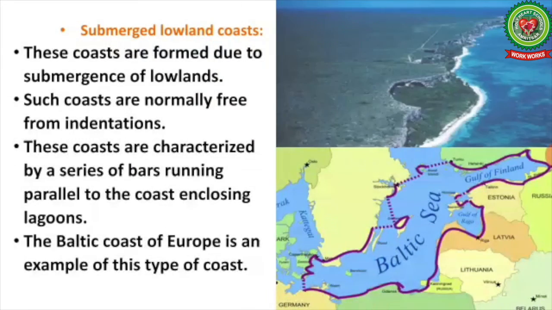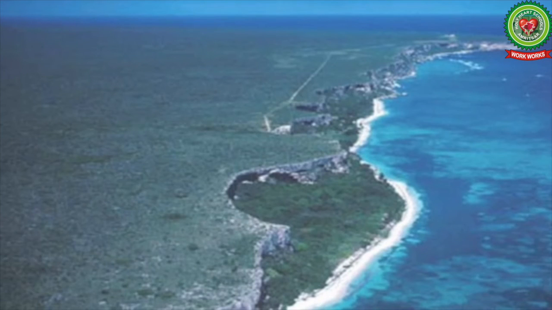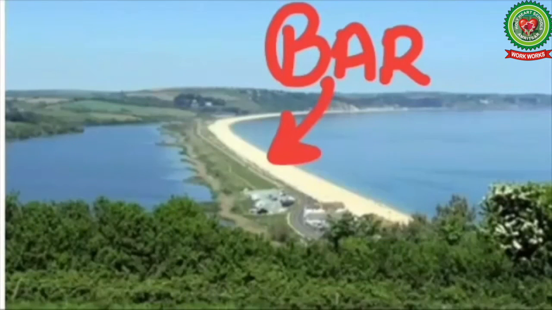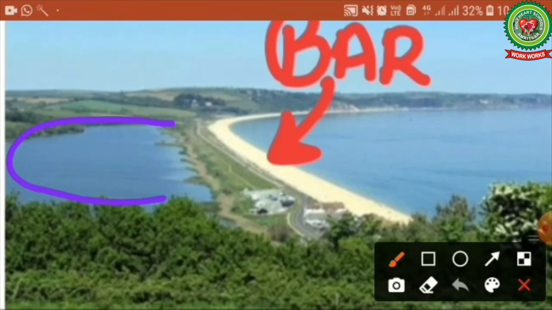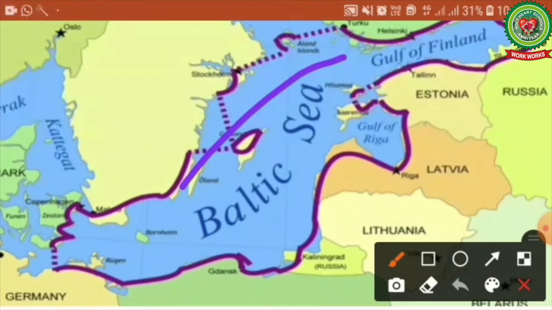Now let us study about the submerged lowland coast. These coasts are formed due to submergence of lowlands. Such coasts are normally free from indentations. It means that they have smooth coastline. These coasts are characterized by a series of bars running parallel to the coast enclosing lagoons. The Baltic coast of Europe is an example of the submerged lowland coast.